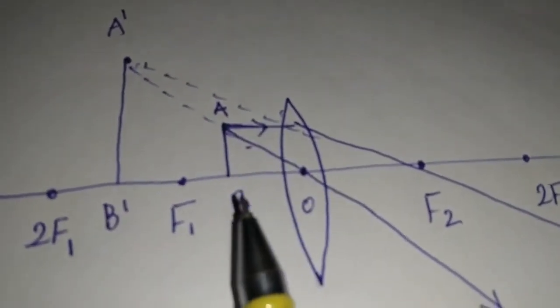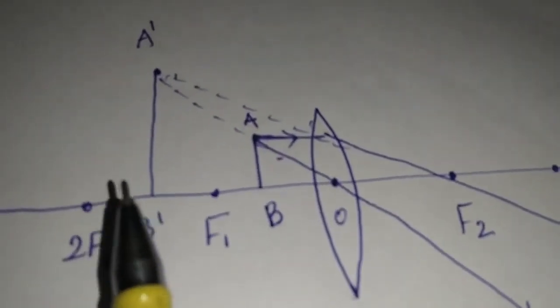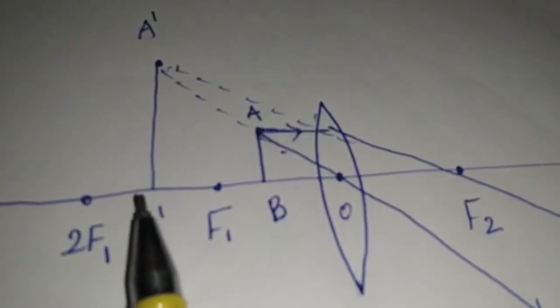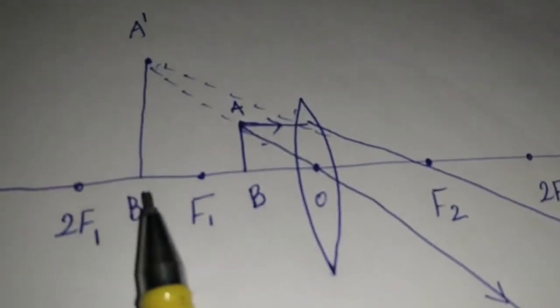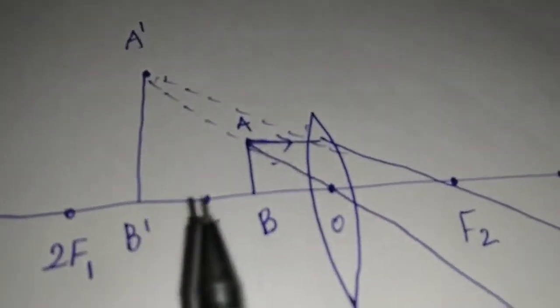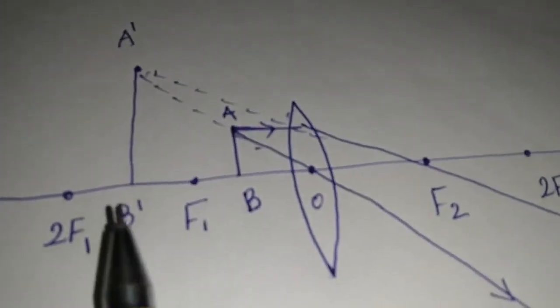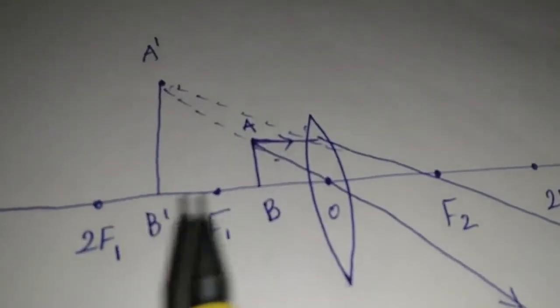So the image is magnified here. The image is virtual and erect and it's magnified and it's formed behind the object. That's very important. It's formed behind the object.